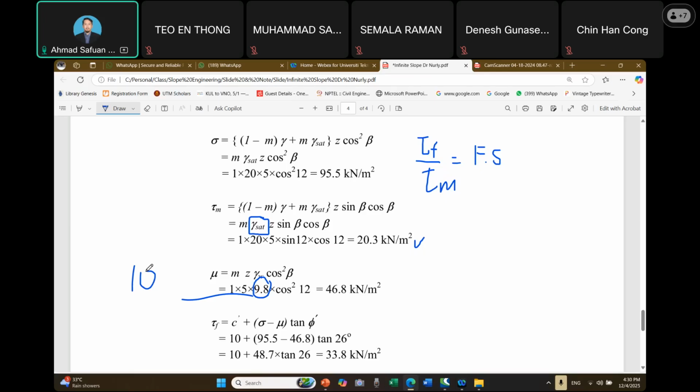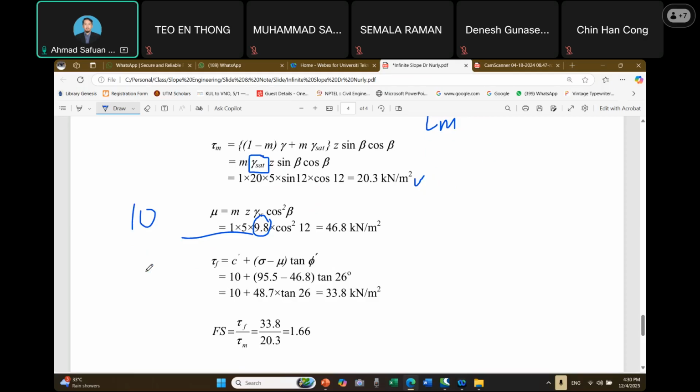So 33.8 divided by 20.3, we obtain 1.66. So this is the conventional method. For any man-made slope, we should make sure that it is greater than 1.5. So now let's try to use the simplified methods.